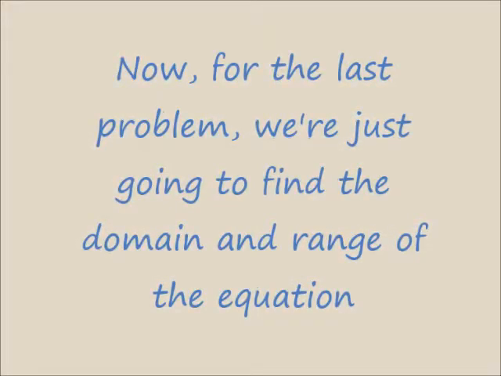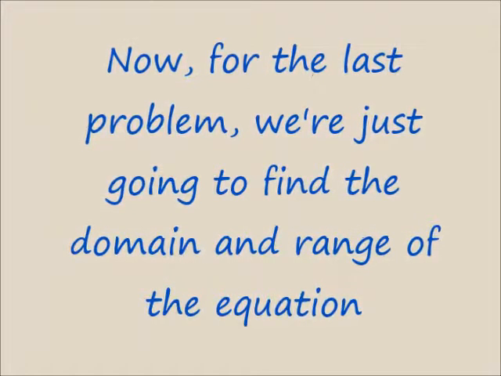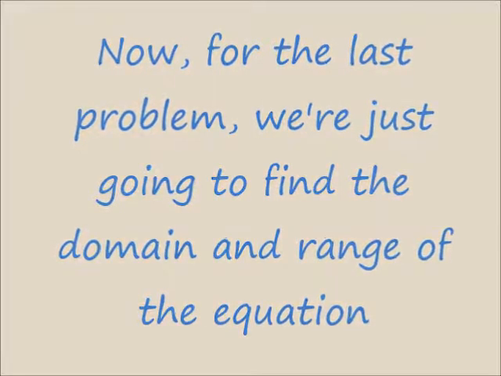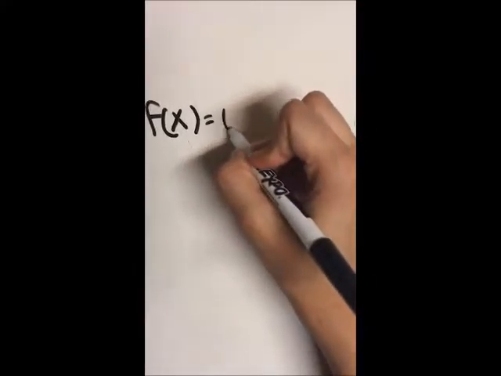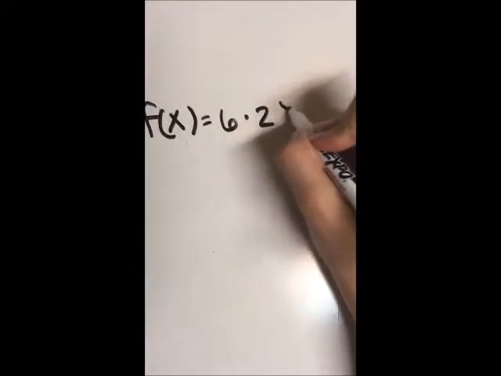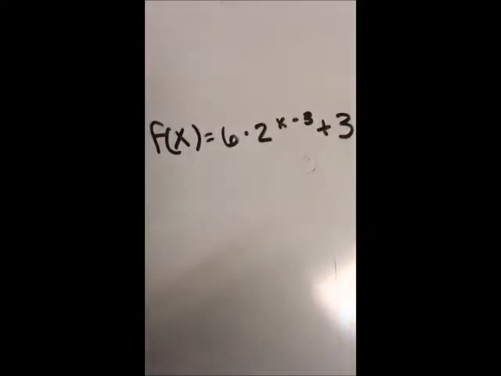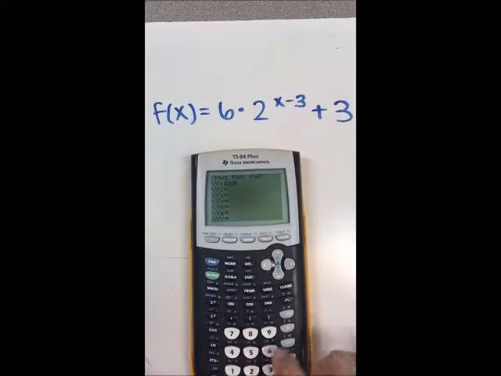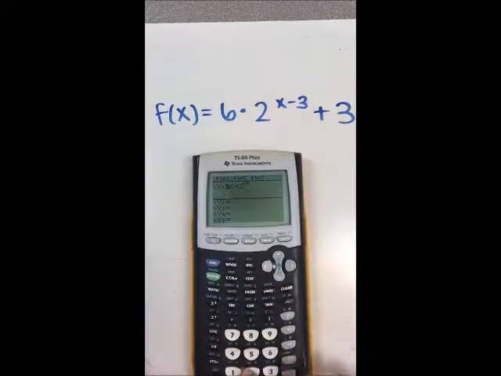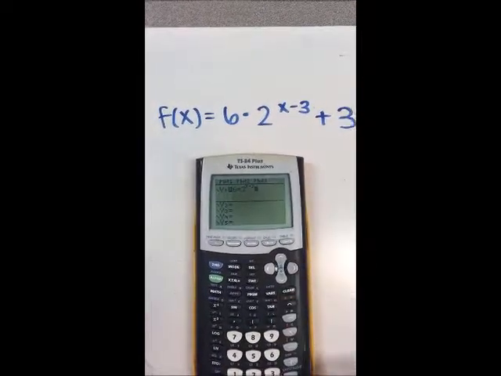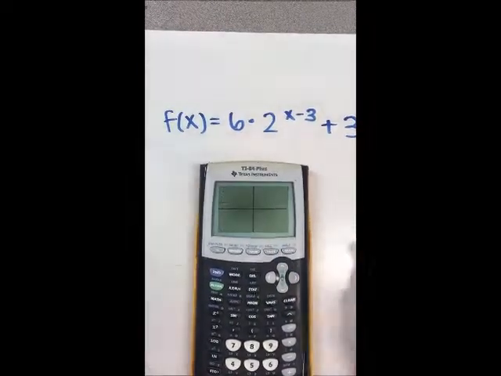Now for the last problem, we're just going to find the domain and range of the equation. f(x) = 6 * 2^(x-3) + 3. Now take the equation and put it into your calculator in the y equals format, and then you can graph it.